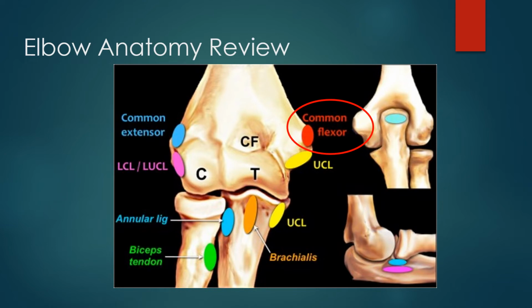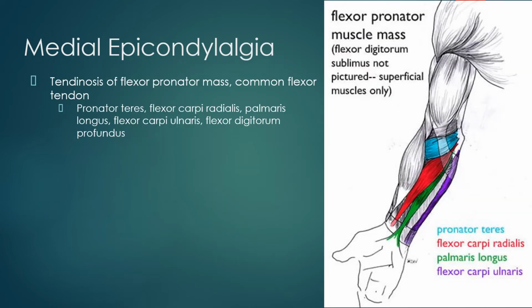So now let's transition to the medial side of the elbow. Similar to lateral epicondylosis, medial epicondylalgia is typically caused by tendinopathy of the forearm flexors.